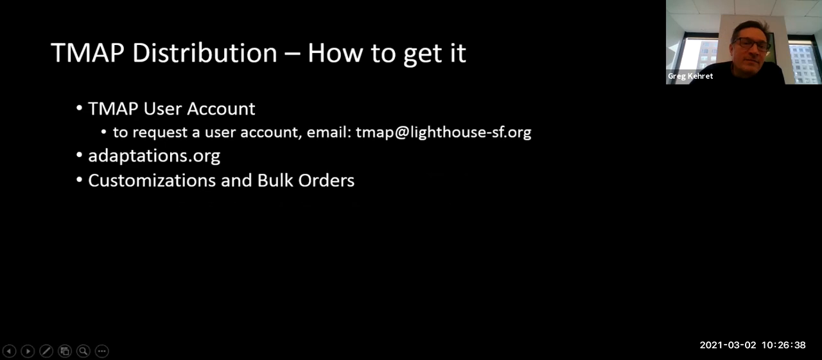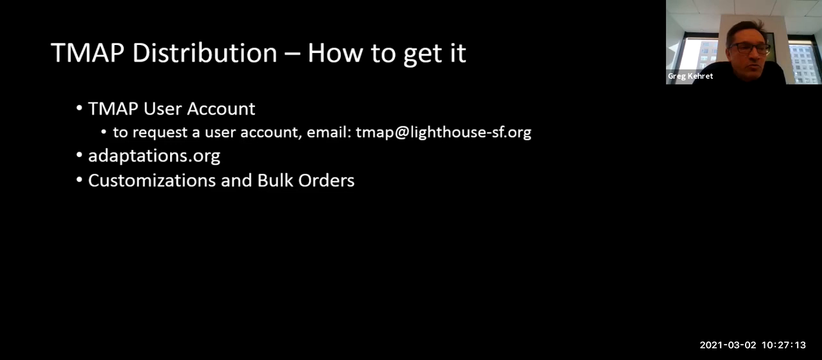This is an important one, Tmap distribution, how to get it. Some of you may know, but you can request a free Tmap user account. To request a user account, simply email us at tmap@lighthouse-sf.org. I'll put all this into the chat when it's no longer my turn to talk, and you can fetch that later. I also have a link to some resources you can download if you like.